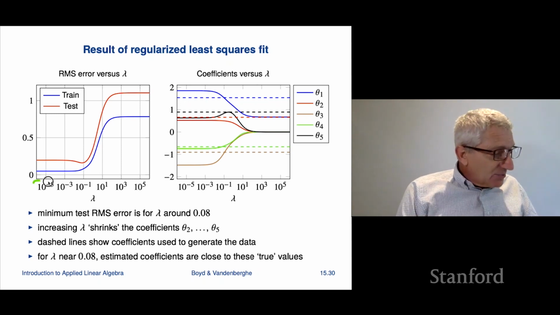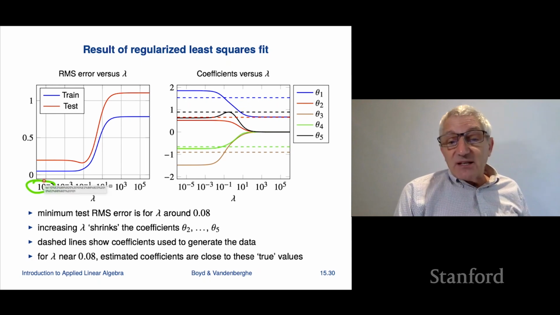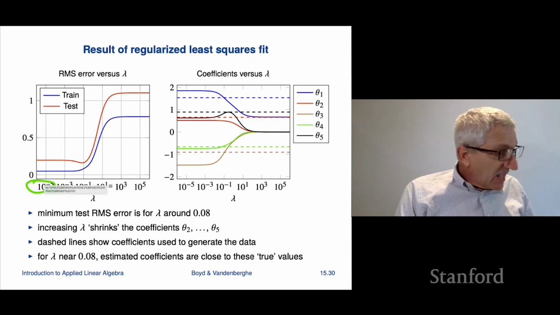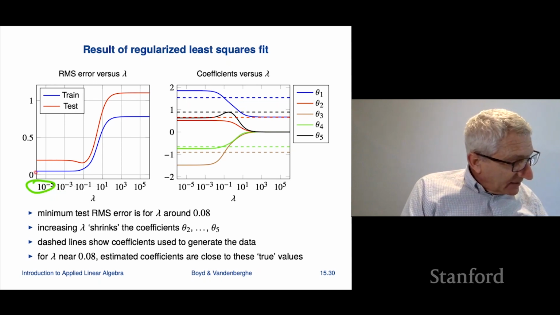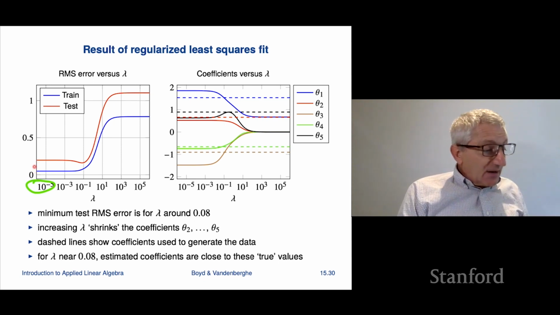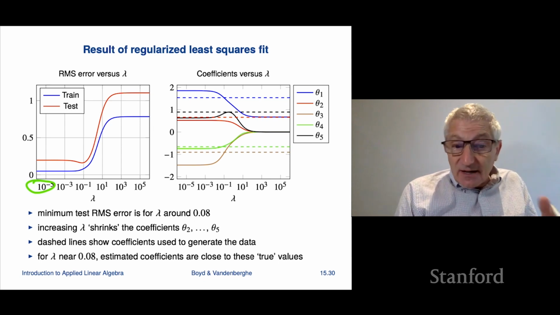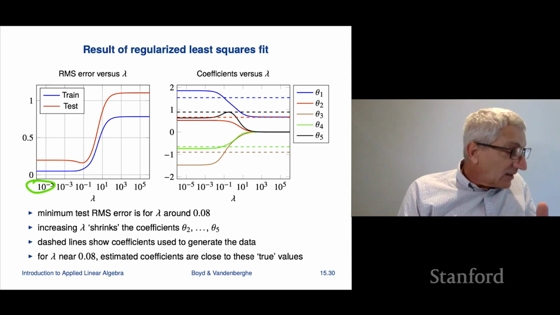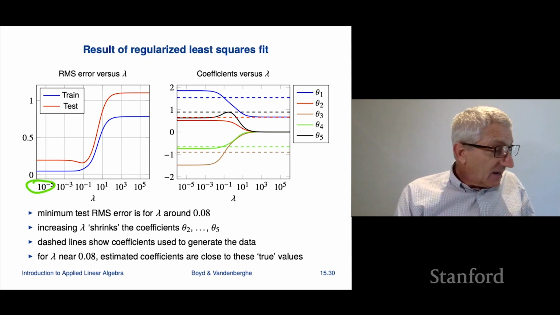Now, when lambda is super small over here, we're basically doing least squares. That's it, least squares data fitting, and it's not bad. We get, I don't know what that is, like about 0.05. So basically, our RMS error on the training set is quite low. It's maybe 0.05.